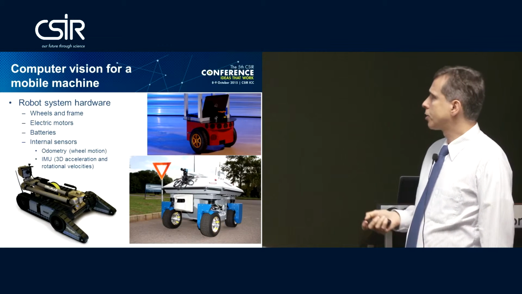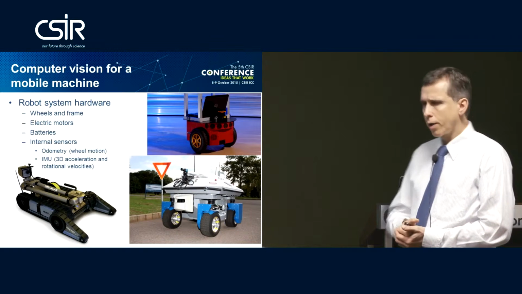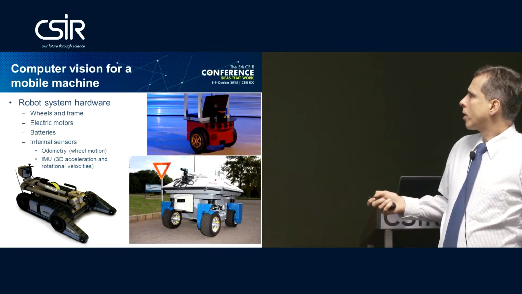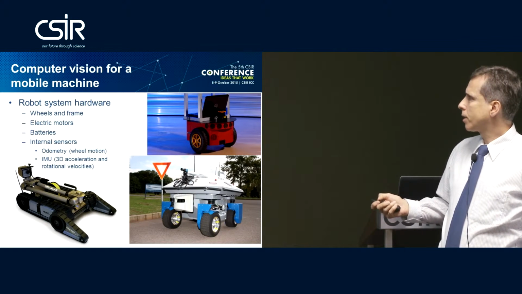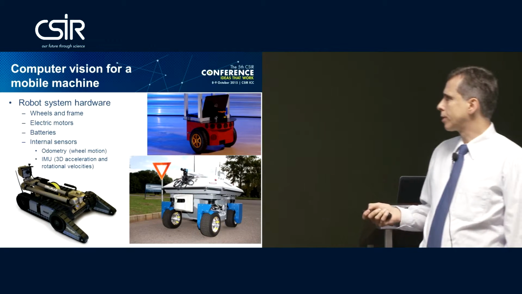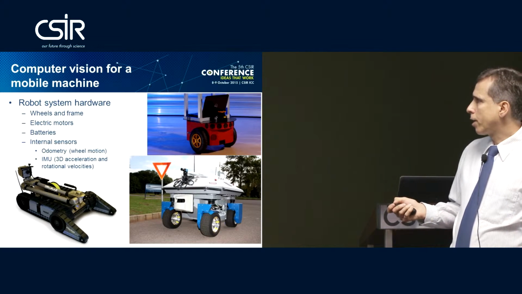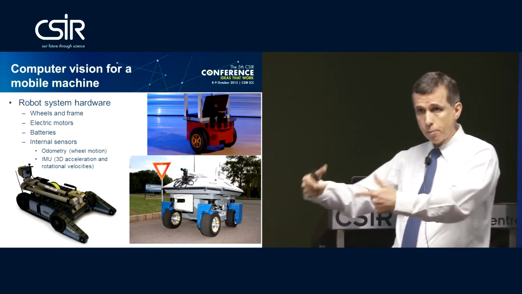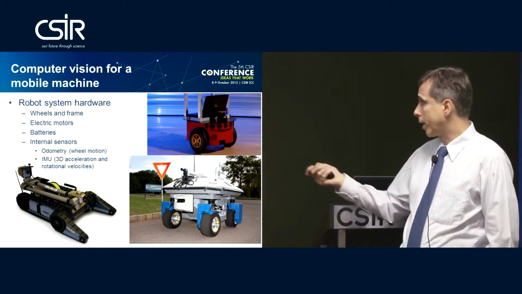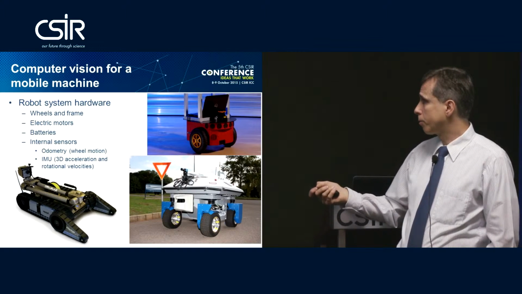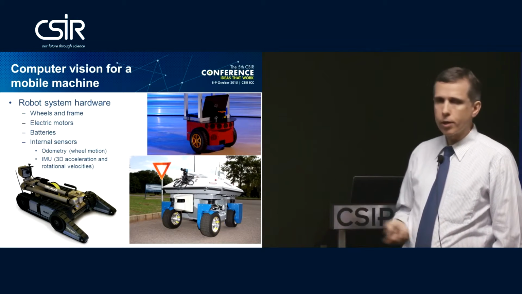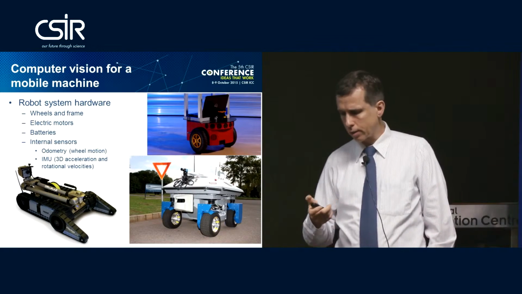Okay, if we just try to generalize on some of the system hardware, and here we're talking about ground vehicles, a robot system would typically have wheels and a frame. Electric motors would drive the wheels, and batteries would provide the energy source. For internal sensors, we'd have odometry. We can measure wheel motion and get an estimate of where the robot is if we just measure how many times the wheels have rotated. That's one way. So this would be internal to the platform. As well, an inertial measurement unit will give us linear acceleration and rotational velocities.